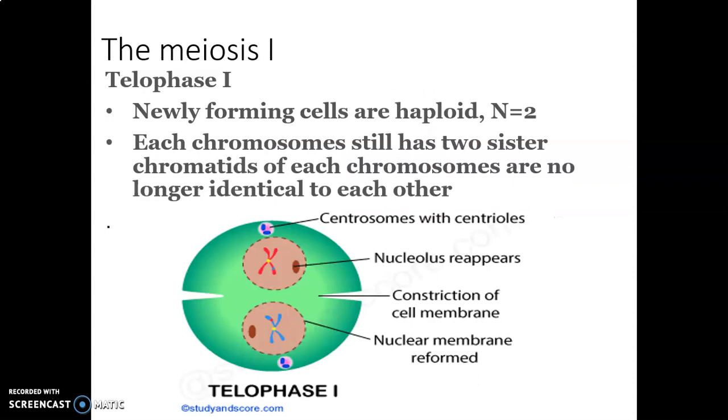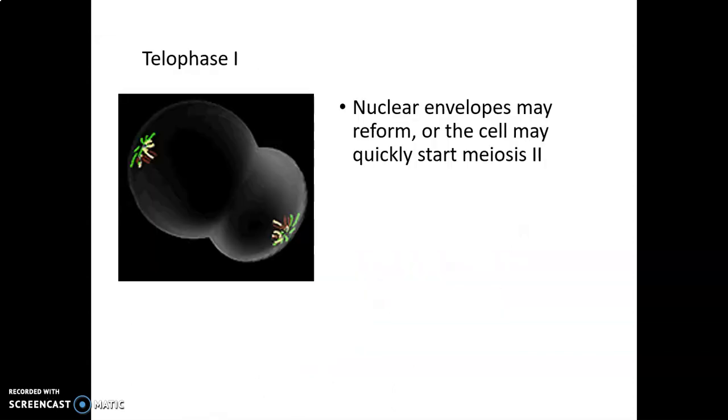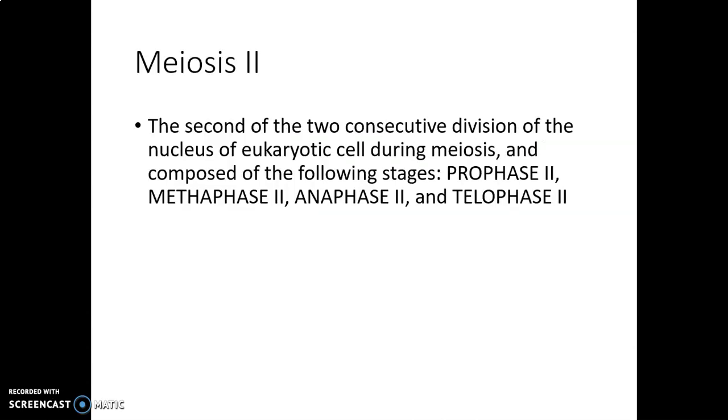Telophase 1. The newly forming cells are haploid, n equals 2. Each chromosome still has two sister chromatids, and the sister chromatids of each chromosome are no longer identical to each other. In telophase 1, nuclear envelopes may reform, or the cell may quickly start meiosis 2.